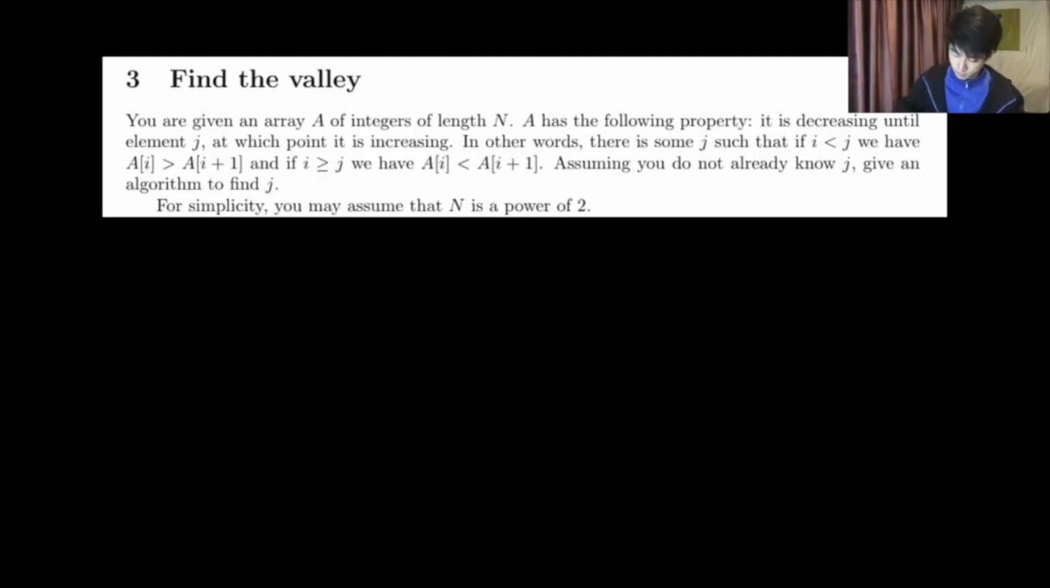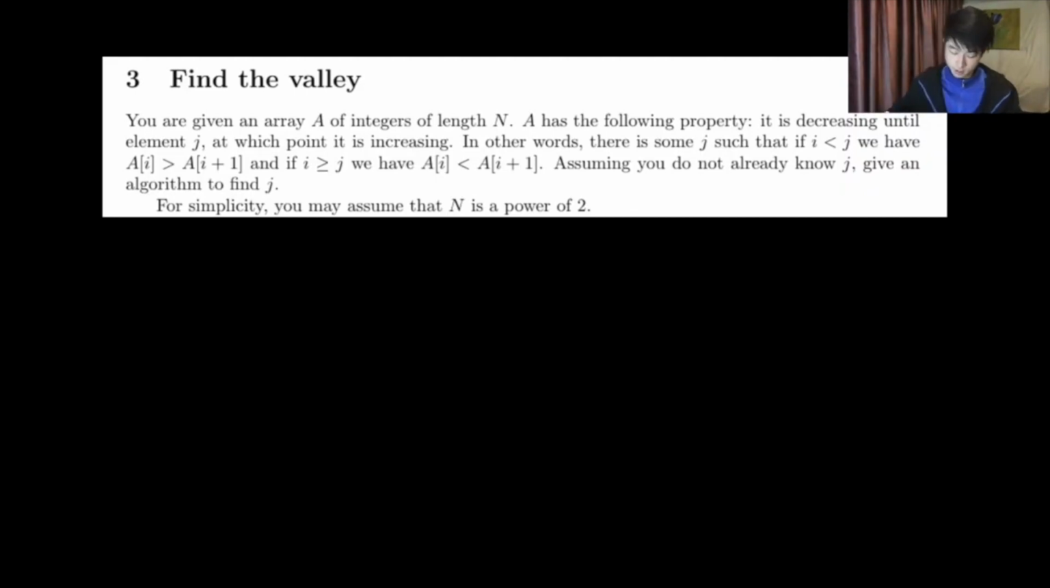Let's just read the question itself first. You're given an array of integers of length n. It's strictly decreasing until one element, the value, and after that point it's increasing. This essentially just tells you that it's strictly decreasing before and strictly increasing after.